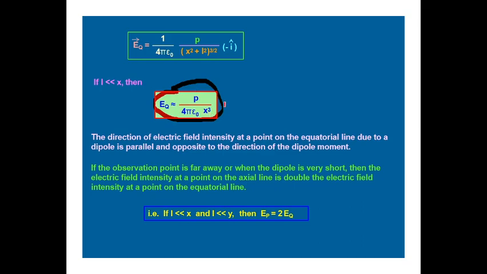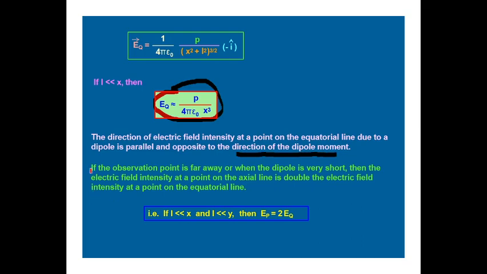When we compare the electric field intensity on the axial line as well as on the equatorial line, the electric field at a point P on the axial line is equal to two times the electric field due to the equatorial point. The direction of electric field intensity at a point on the equatorial line due to the dipole is parallel and opposite to the direction of the dipole moment.